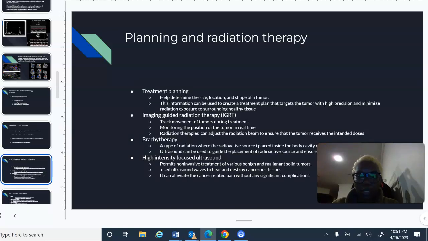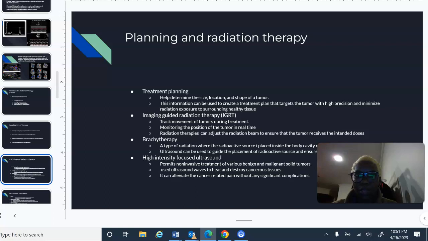The use of ultrasound in planning in the radiation field. Treatment planning helps to determine the size, the location, and the shape of a tumor. This information can be used to create a treatment plan that targets the tumor with high precision and minimizes the radiation exposure to the surrounding healthy tissues.